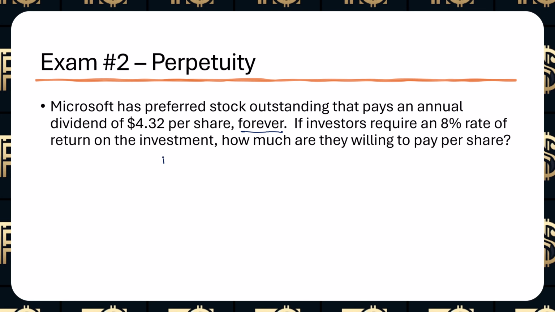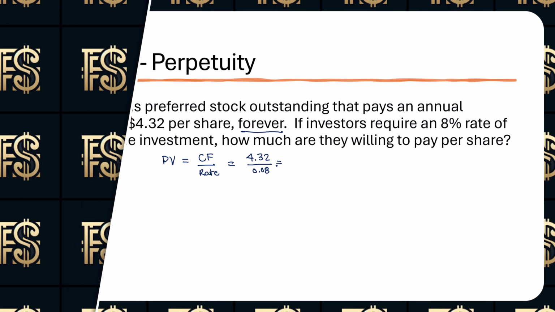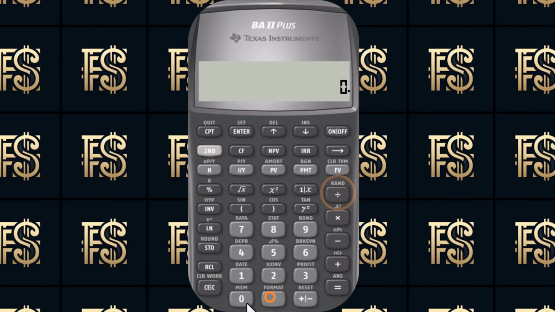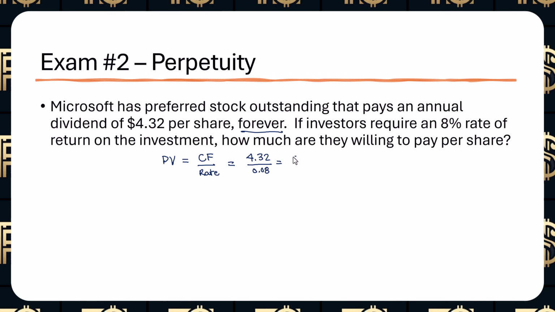To answer this problem, we simply need the perpetuity formula, which we know is the present value is equal to the cash flow. And notice that there's no subscript on the cash flow because it's assumed that the cash flow at 1 is equal to the cash flow at 2, which is equal to the cash flow at time n. And we simply divide that by the rate. The cash flow here is the annual dividend of $4.32. We then simply divide that by the 8% and we arrive at the answer. An investor would be willing to pay $54 per share to acquire this preferred stock.